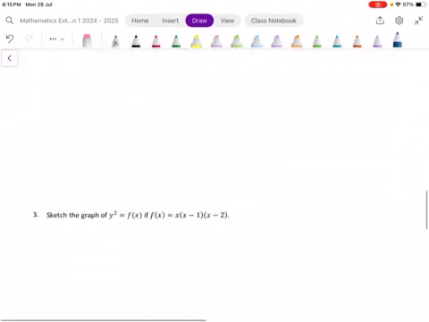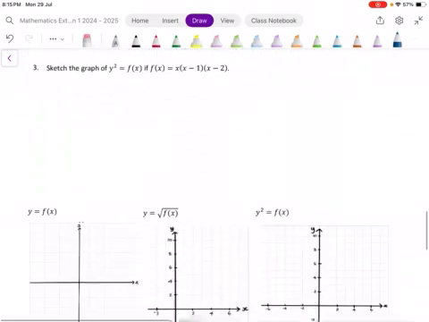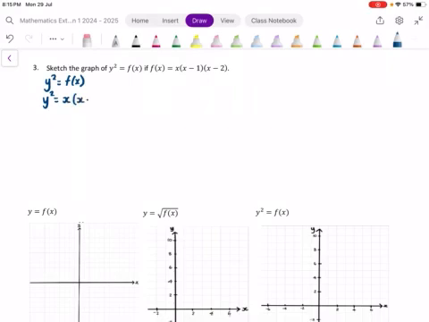Alrighty, turning over the page again, we want to sketch the graph of y squared equals f(x), where f(x) is equal to x lots of x minus 1, x minus 2. So y squared equals our function of x, x times x minus 1, x minus 2, and we have y equals plus or minus, because we're taking the square root of both sides, the square root of x times x minus 1, x minus 2.